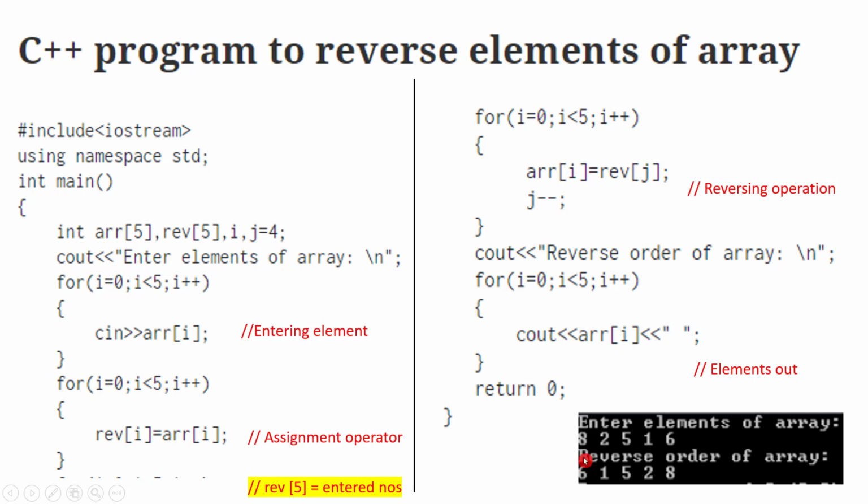So cout enter elements of array, coming in the output box. For I equal to 0, I less than 5, I plus plus. So this will allow you to enter the values 8, 2, 5, 1, 6. Okay, correct. Then after this for loop, you have again one more for loop. I equal to 0, I less than 5, I plus plus. So REV I is equal to ARR I. So that means they are equating the value of the array to this one.